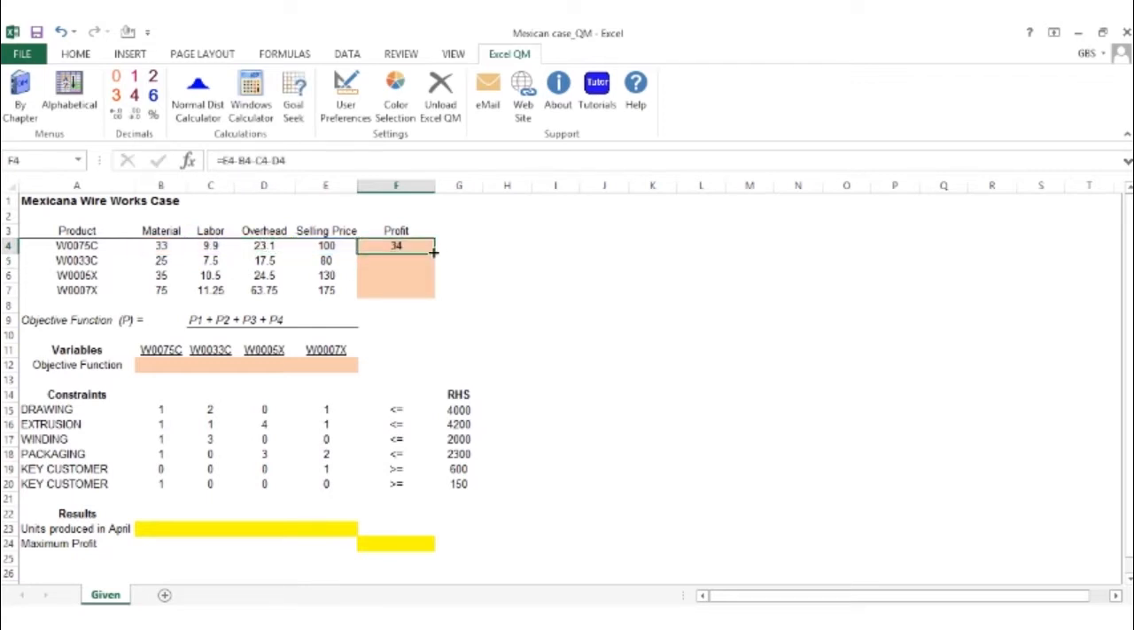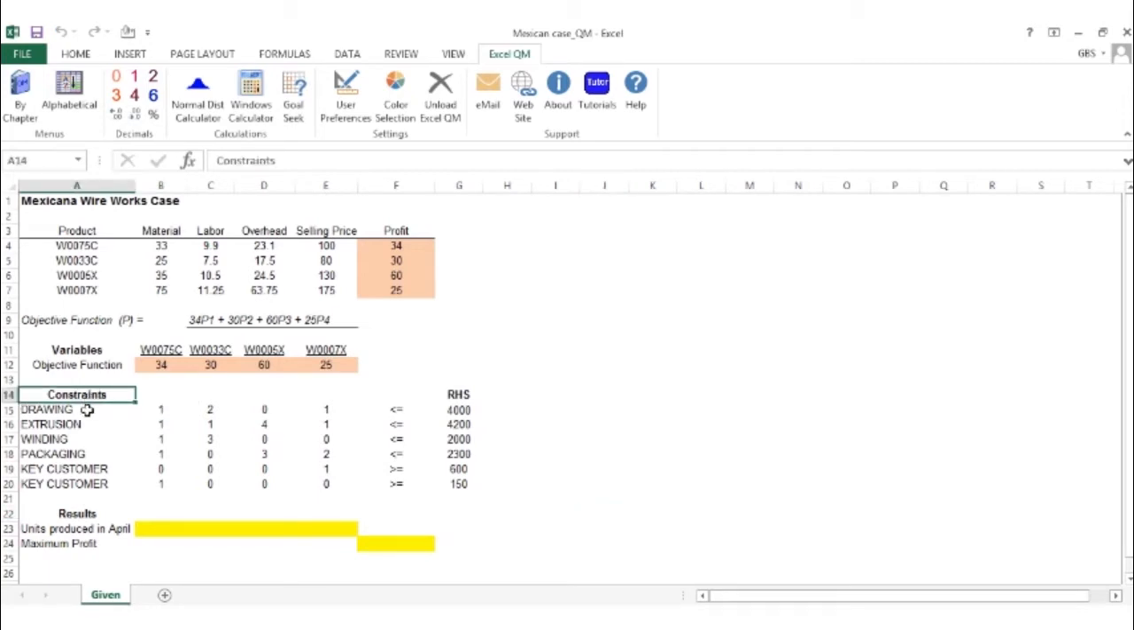So we just have to copy the formula here. And now we have profits of 34, 30, 60, and 25. We can now arrive at an objective function in terms of P such that P1 is equal to 34, P2 is 30, P3 is 60, and P4 is 25. We just input the values of the objective function here, such as 34, 30, 60, and 25.